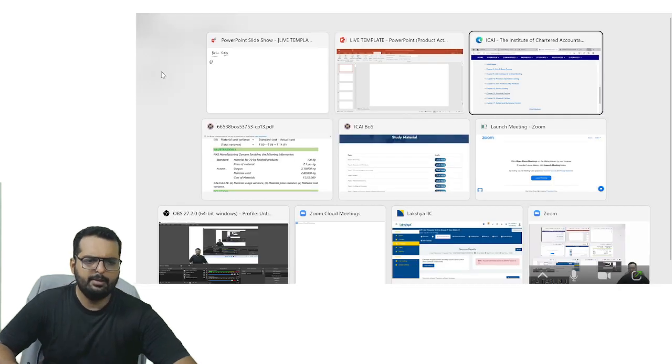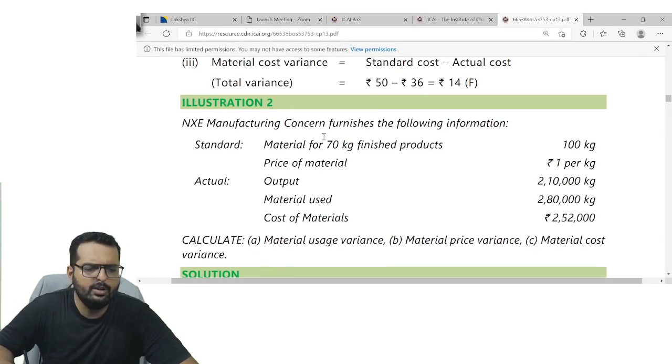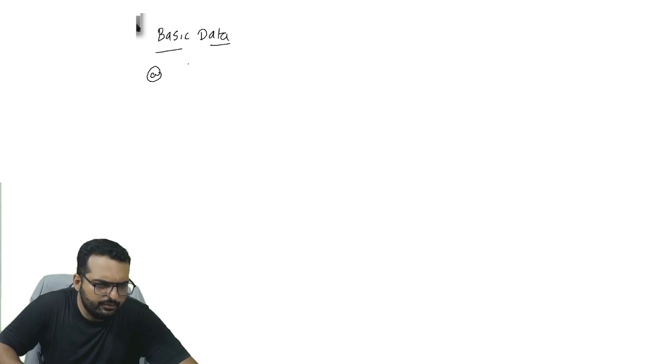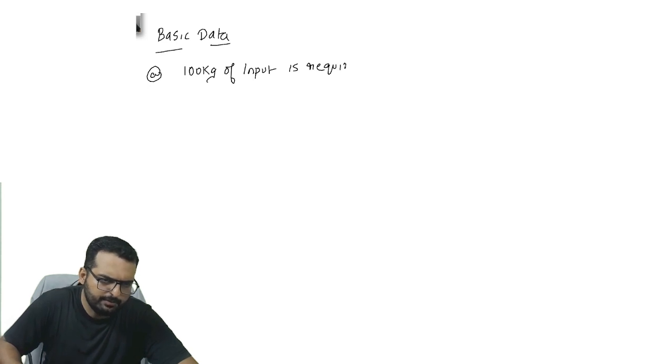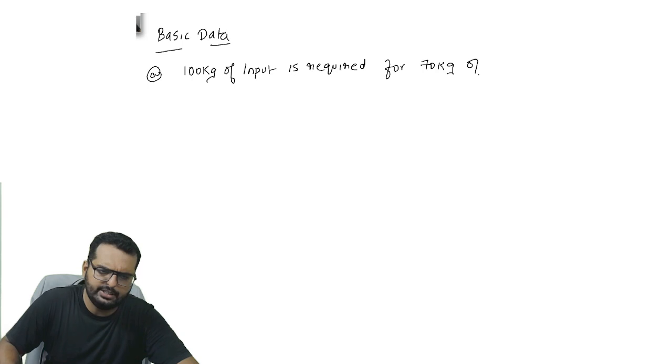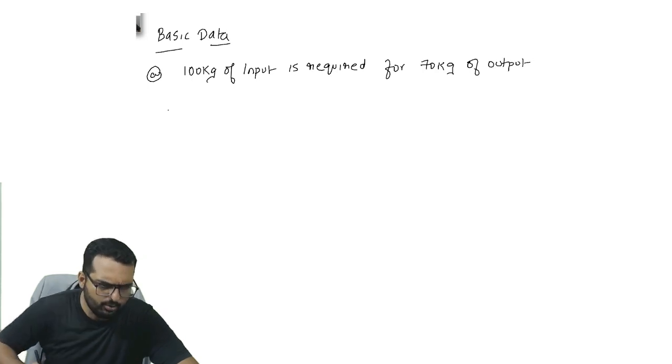All right, so I'll just write down the basic data. Working note number one, basic data. Point number A. Here they have told material required for finished output. So 100 kg of input is required for 70 kg of output.